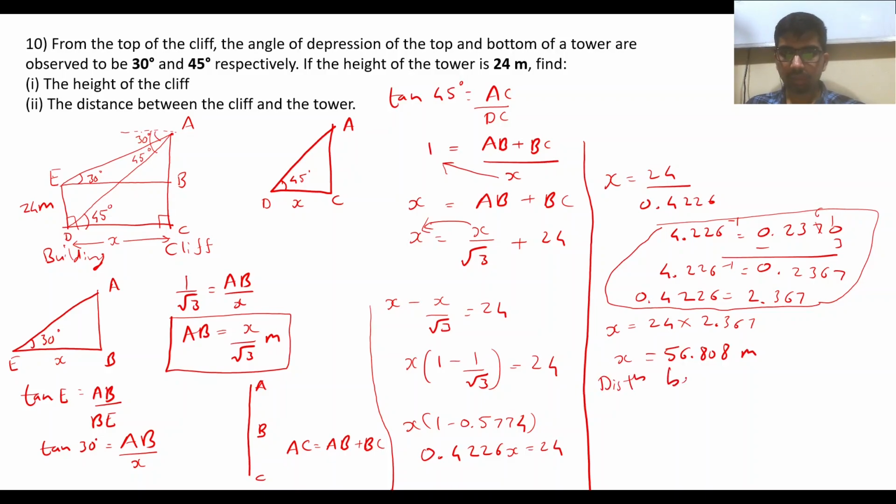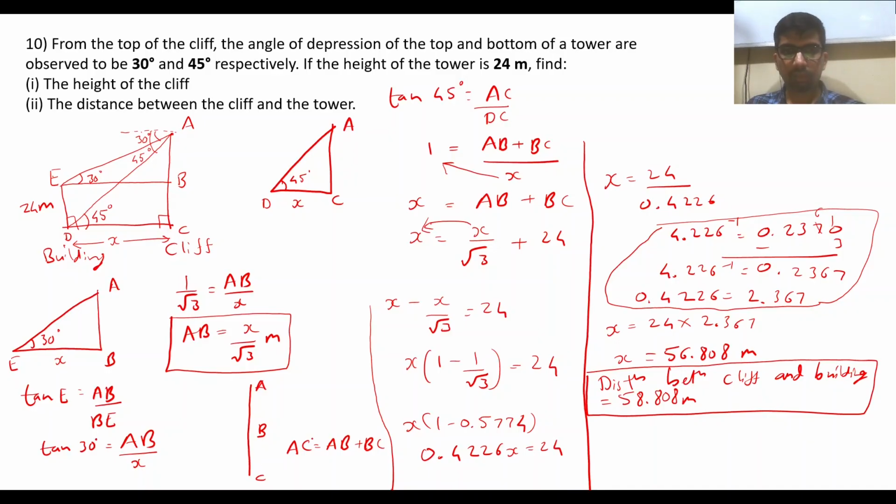Distance between cliff and building, और टॉवर जो भी लिखा है, 56.808 meters. Okay, right tower, don't write building. So we got one answer. Second, they're asking the height of the cliff.